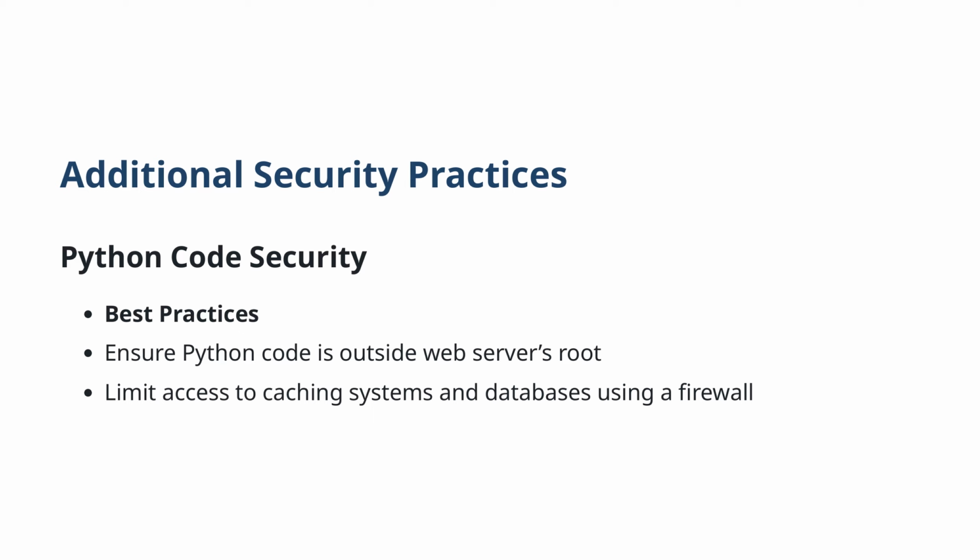Another important aspect is to limit access to caching systems and databases using a firewall. By doing this, you create an additional layer of security, restricting who and what can interact with these critical components of your application. This approach helps mitigate the risk of unauthorized data access or potential breaches. Implementing these best practices will substantially enhance the overall security of your application, safeguarding your data and code from various threats.